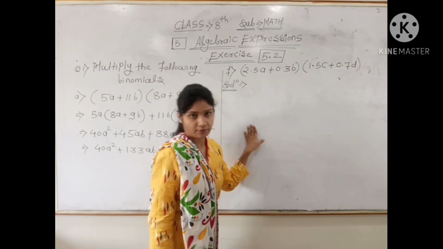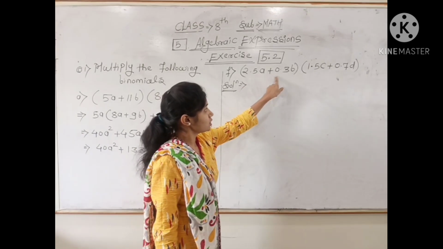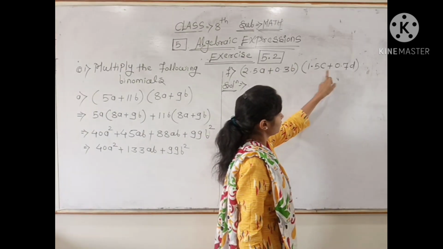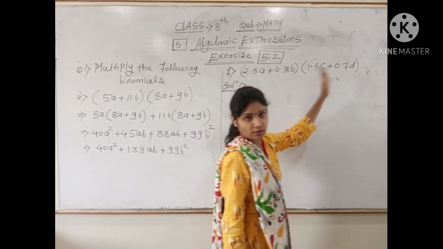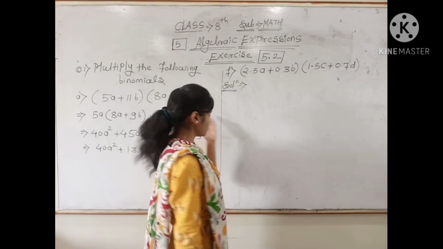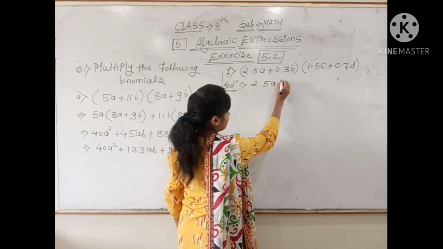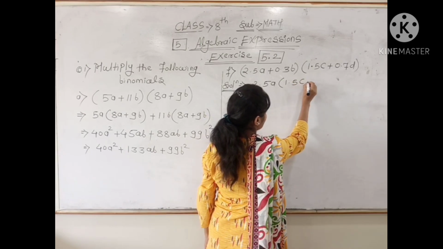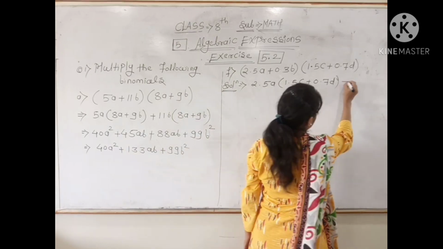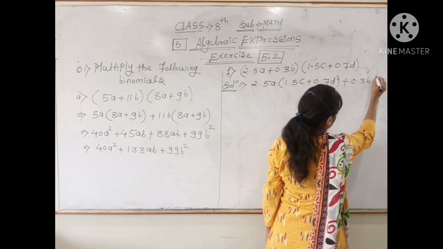Question number 2 is a little different. 2.5a plus 2.3b is also a binomial expression, and 1.5c plus 0.7d. You have to multiply this binomial by binomial. Understand? See how to solve; use the same method. First multiply 2.5a by 1.5c plus 0.7d. Then plus the other term, 0.3b, is multiplied by what?